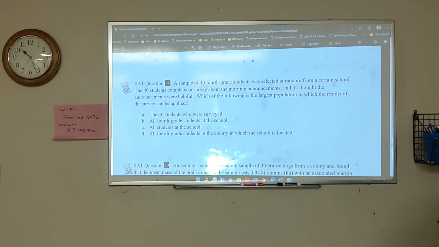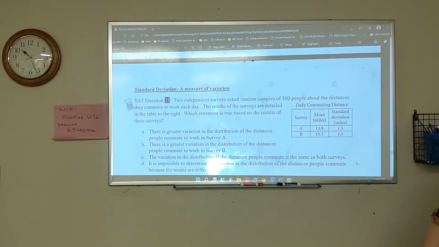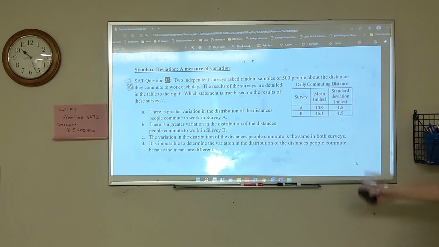Again, these are pretty straightforward. So this one you can do on your own. That one you can do on your own. Don't make those hard. Standard deviation.